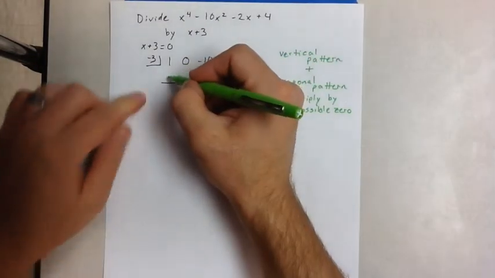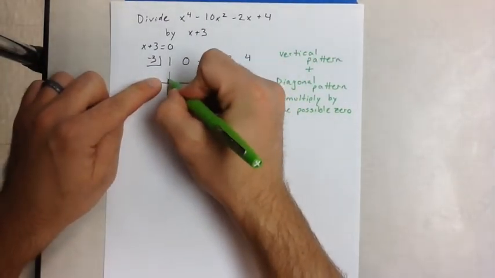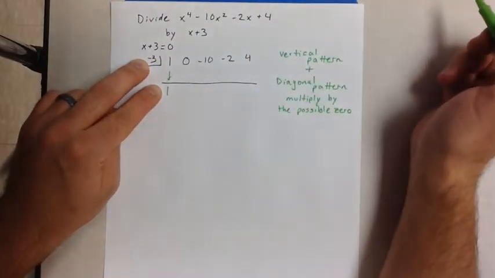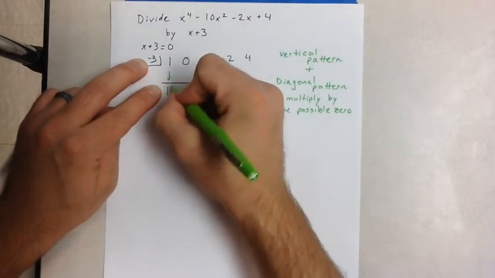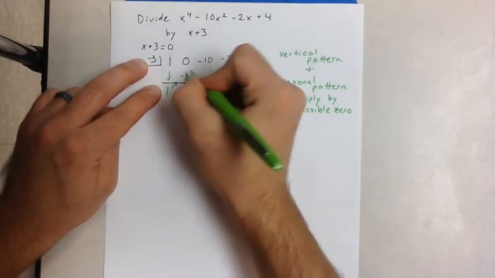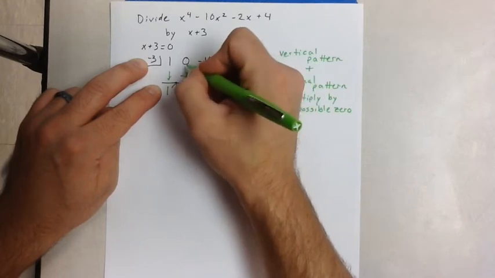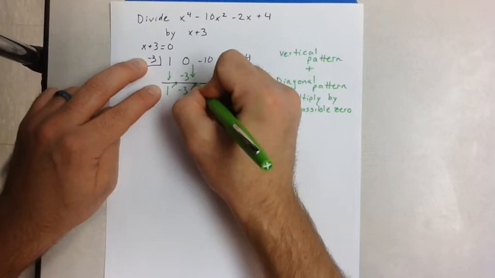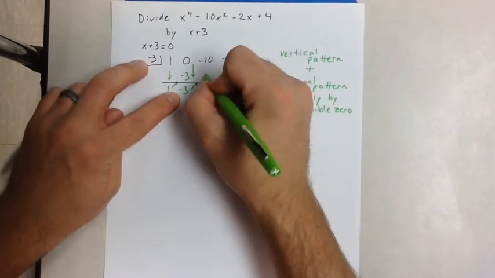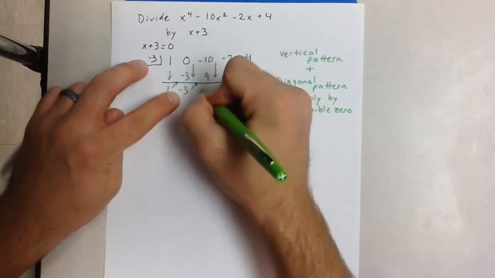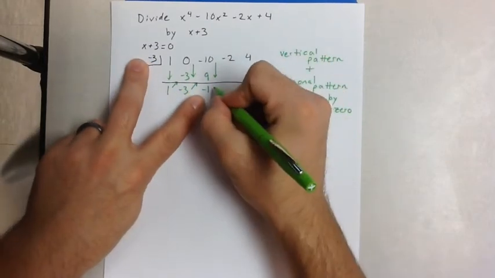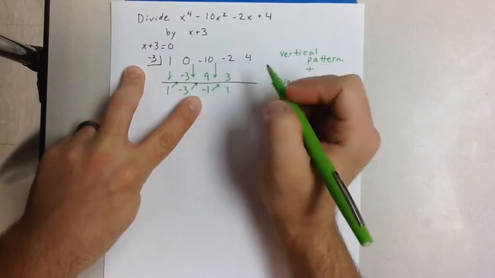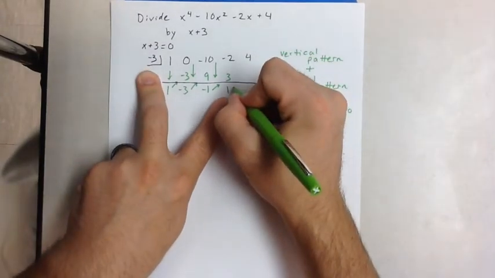Okay, so let's try this. So 1, well, nothing's here, so that's why it just drops down. So now we multiply the diagonal, we multiply by our possible zero. So 1 times -3, we get -3. 0 and -3, we get -3, and we just keep repeating this process. -3 times -3, -3 times -1, -3 times 1.